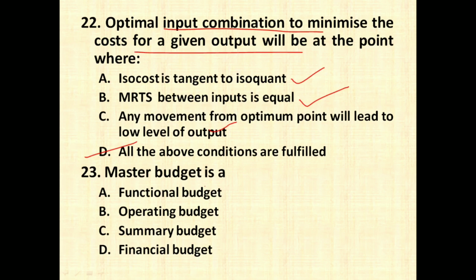Master budget is a functional budget, operating budget, summary budget, financial budget. So master budget is a total budget, that is a summary budget. Functional budgets are nothing but sales budget, production budget, purchase budget. All these are coming under functional budget. Operating budgets are nothing but the revenue and the expenditure. Operating revenue and expenditure, whatever you are preparing the budget, it is called as operating budget. And financial budget is one which includes the financial related transactions.